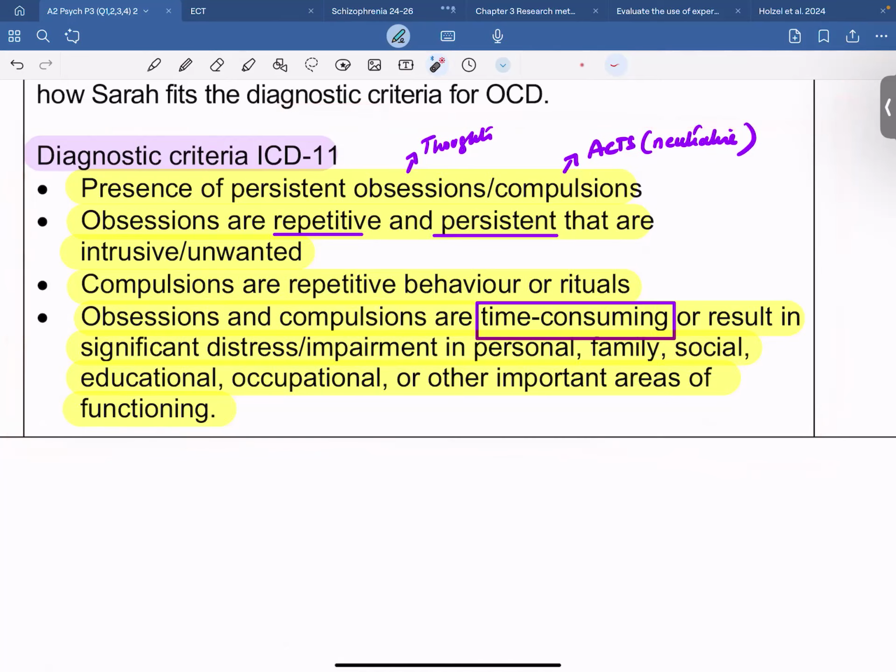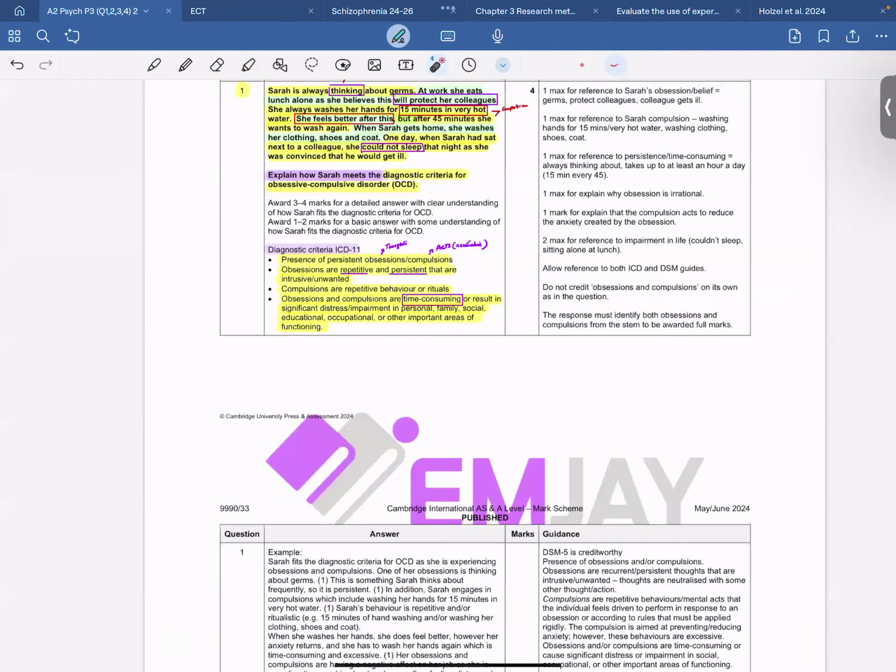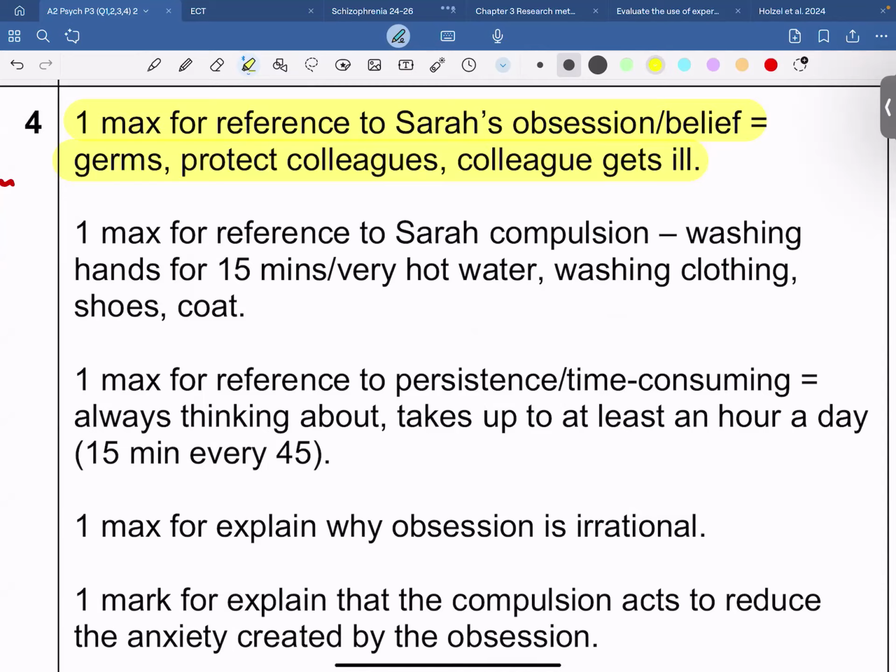Now, moving on, if we talk about the guidance that has been provided to us by Cambridge, before we move on and discuss the example over here, 1 mark for reference to Sarah's obsession or beliefs, that is germs to be able to protect colleagues. Colleagues get ill. Remember, this was the question.